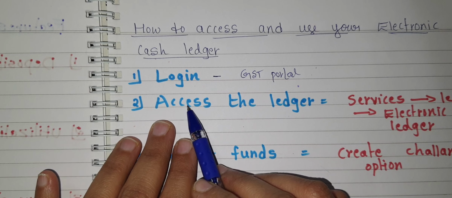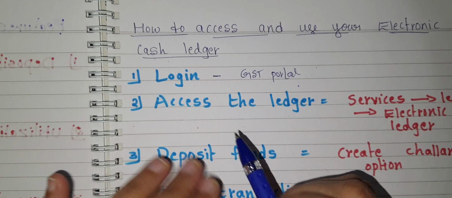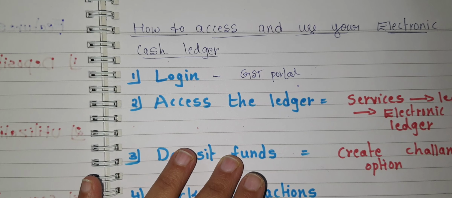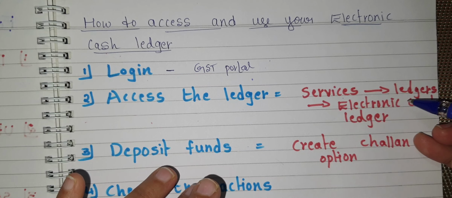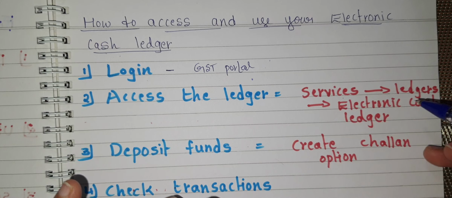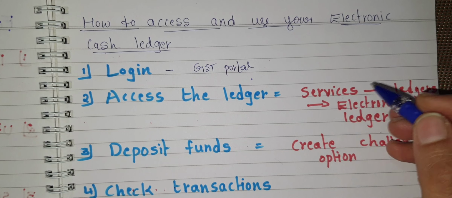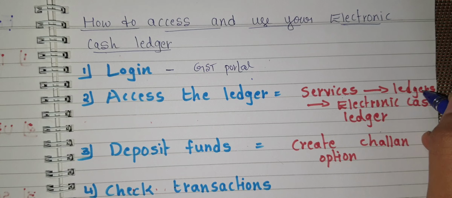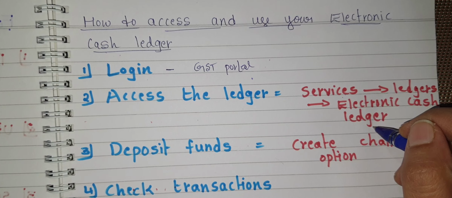Second is to access the ledger. Navigate to the services option, then click the ledgers option, and third, click the electronic cash ledger. First option is services in the GST portal, then go to ledgers, and third one is electronic cash ledger.